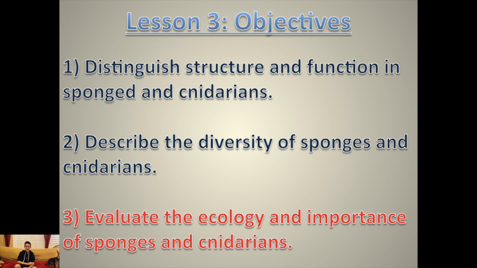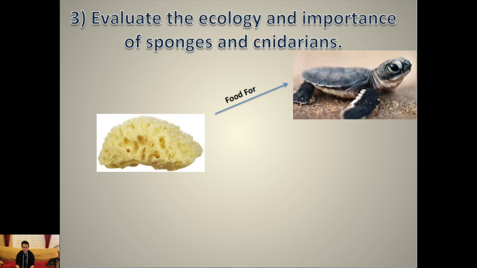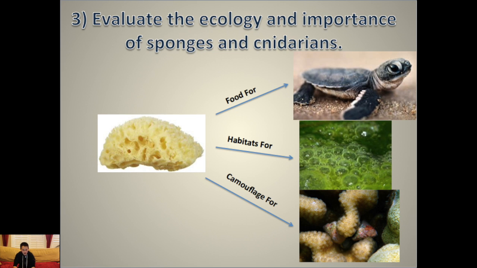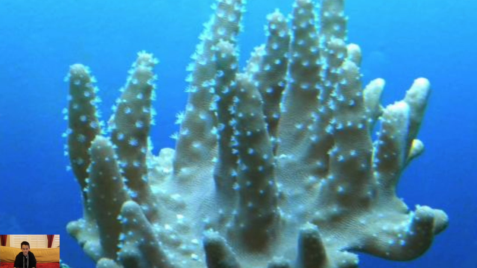The third objective is to be able to evaluate the ecology and importance of sponges and cnidarians. Sponges are food for typical fish and turtles. They are habitats for many species, including algae and fish, and they also provide camouflage for mollusks. Cnidarians have a relationship of mutualism, where both organisms benefit. An example of this is sea anemones wrapping themselves around hermit crab shells to protect each other.